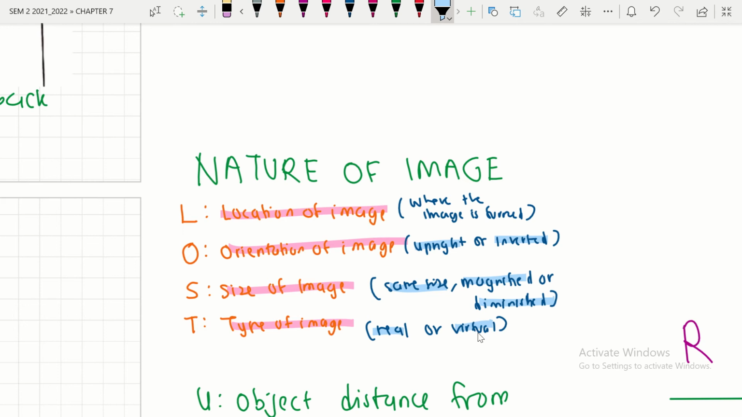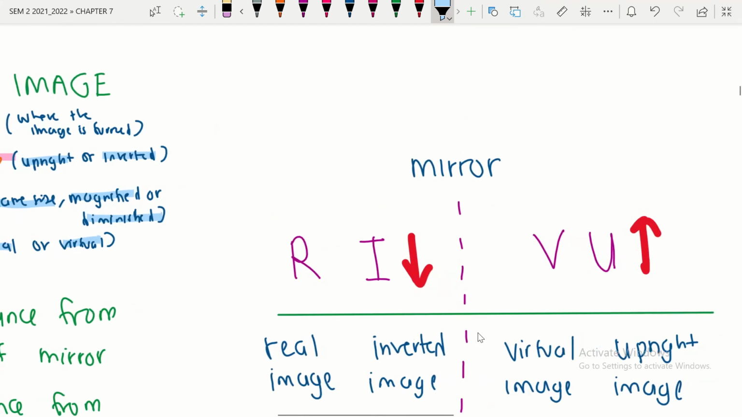So, apakah itu real atau virtual image? Kalau real image, maksudnya image tu can be projected on a screen. Okey, boleh nampak dekat screen. Kalau virtual image, maksudnya image tu cannot be formed on paper, screen ataupun film. Itu adalah virtual image.